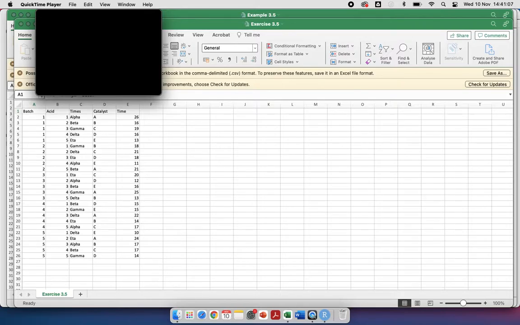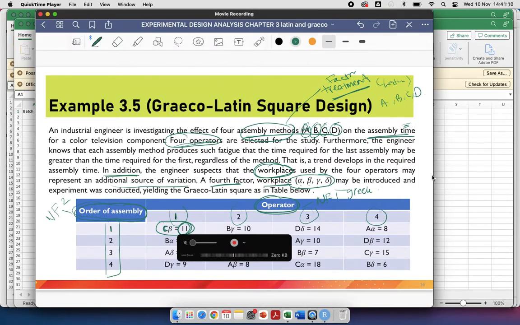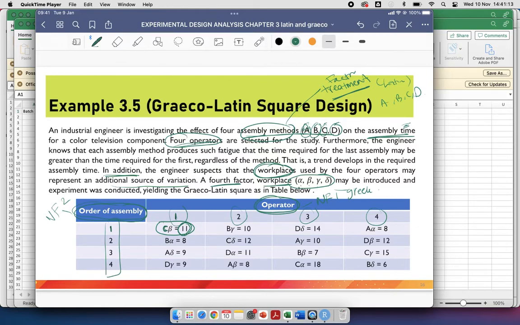Okay, for example, yang ini. Operator ketiga, order yang kedua, dia apply assembly method A dan dia apply workplace gamma. Dia dapat times-nya adalah 10. Assembly time-nya adalah 10 minutes, for example. Okay, yang ini, 4. Operator yang keempat, order yang keempat. So, here. Dia applykan method B di delta workplace. Dia dapat times 6 minute assembly time. So, ini cara dia buat eksperimen.